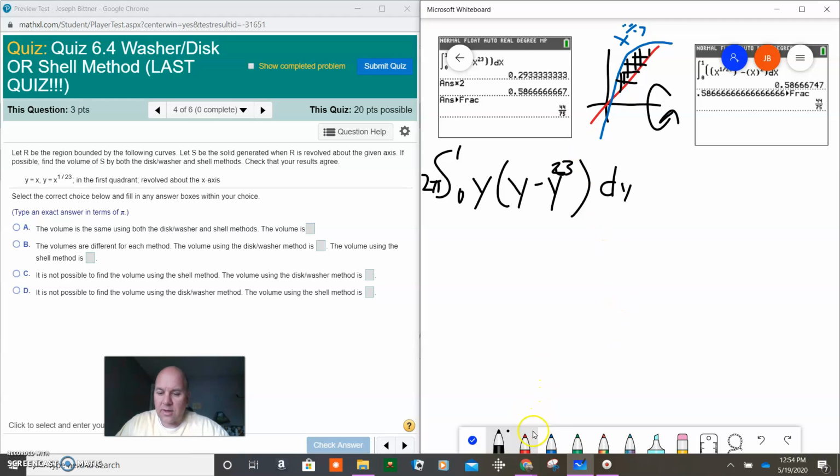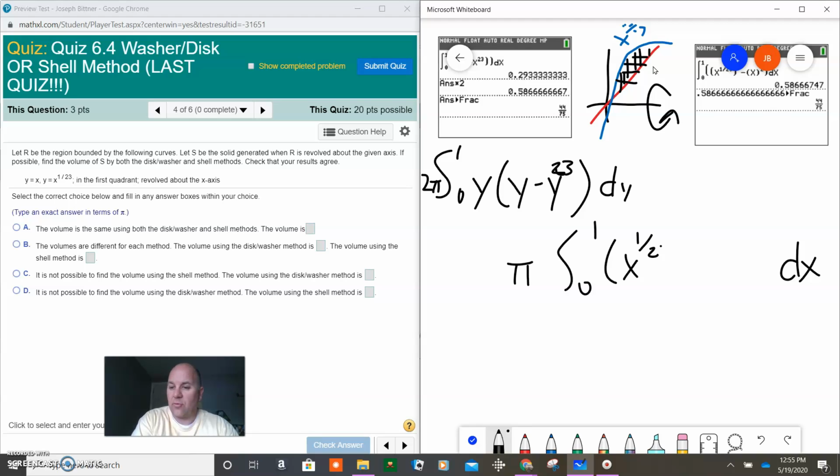It works great. Now, when you do the washer method, though, it's going to be pi r squared, so 0 to 1, dx. So notice that this one's with dx because it's rotating around the x-axis. I have to take top minus bottom, so just the blue line minus the red line. So in that case, it's going to be x to the 1 over 23 minus x. Just don't forget to square both of them.